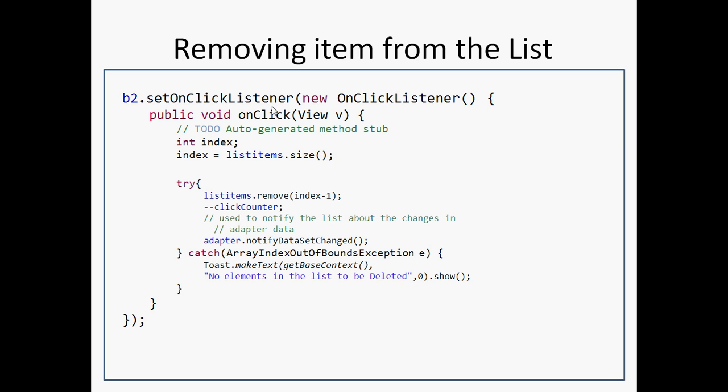If a user makes any mistake, your system must not crash, right? Your application must not crash. So for that I have caught the ArrayIndexOutOfBounds exception. When this event happens, it will show a notification message to the user, like no elements in the list to be deleted. It will make the user aware of this. So this is how you can add and remove items from the list view.